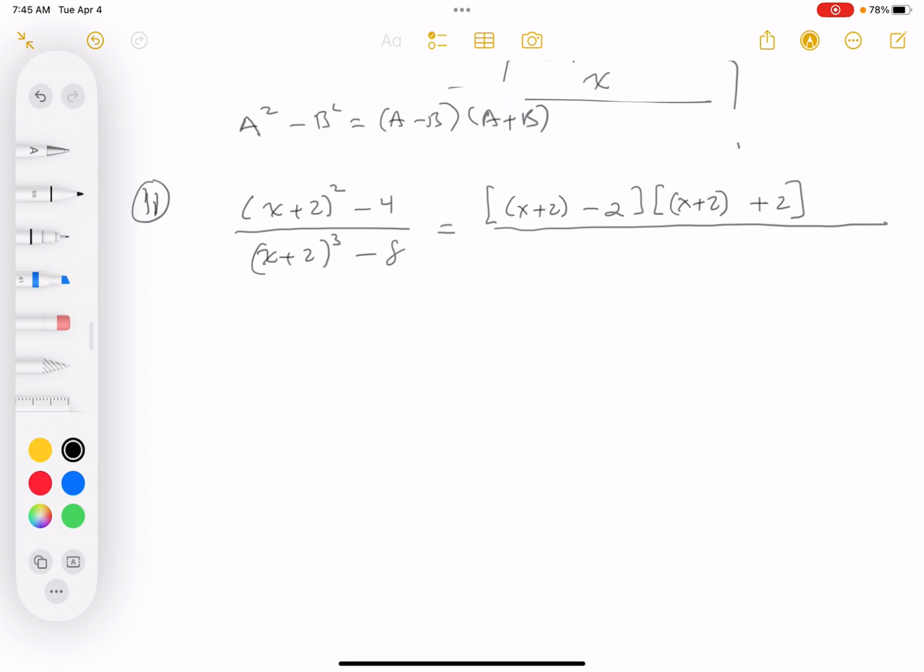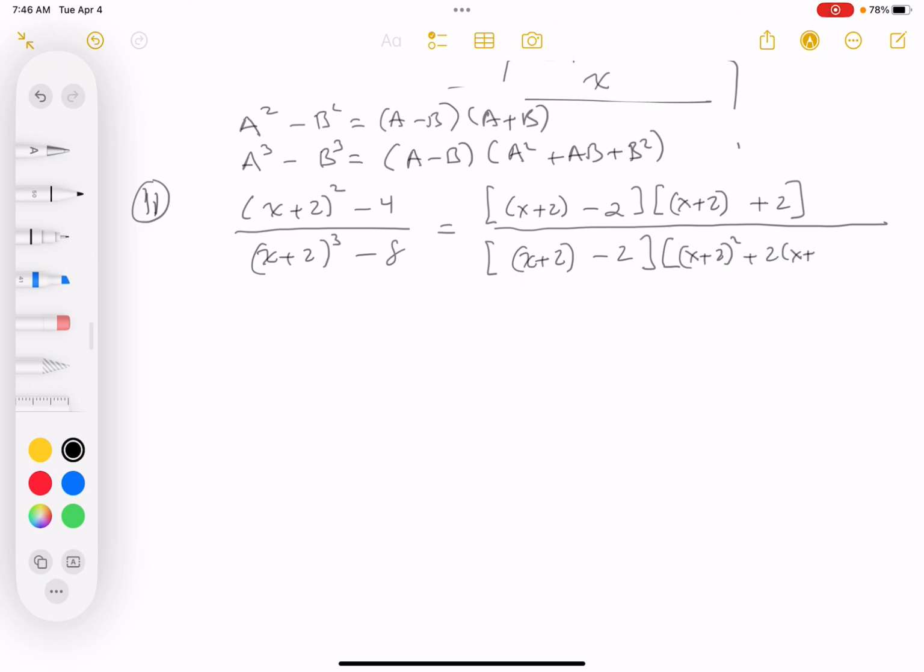On the bottom, it looks like a difference of perfect cubes. And what's that going to be? A minus b, and then a squared plus ab plus b squared. Let's write that down. So it's going to be x plus 2 minus 2. And what goes over here? (x plus 2) squared plus 2 times (x plus 2), and then plus 4.